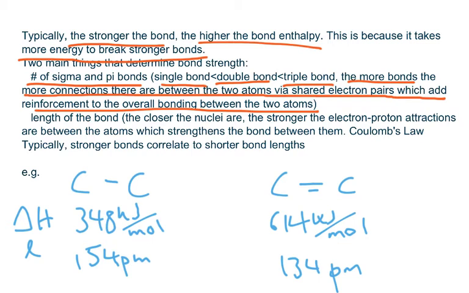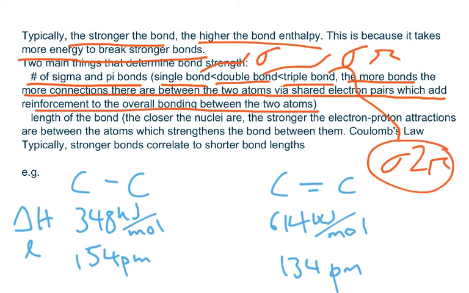So if you remember, a single bond just has 1 sigma bond, a double bond has a sigma and a pi, and a triple bond has a sigma and 2 pi. And notice that this has the most amount of bonds, quote unquote, and thus it will generally be the strongest bond. Now the second thing that determines bond strength is the length of the bond. Now this is because the closer the nuclei are, the stronger the electron-proton attractions are between the atoms, and this strengthens the bond between them.